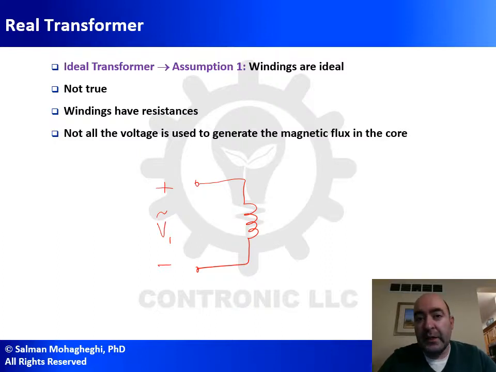Later on, we're going to see that this will affect the efficiency of the transformer and how much it is able to convert that electrical energy in the input to electrical energy in the output. But for now, we just remember this. In a real transformer, windings are not ideal, and they have resistance values associated with them, both the primary and the secondary.